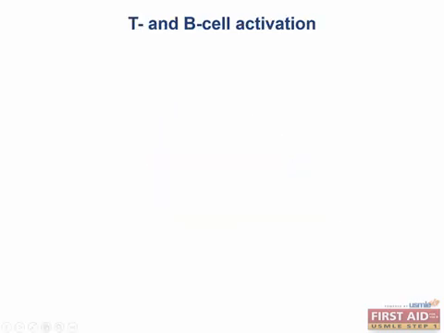So moving on from differentiation, we're now going to talk about T and B cell activation. And this can be simplified on the basis of various cell surface markers. Now, we've mentioned several antigen-presenting cells. Do you recall any of them?